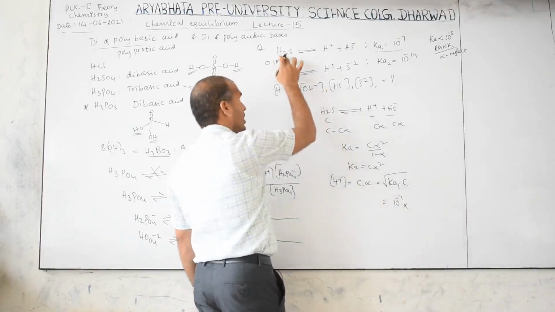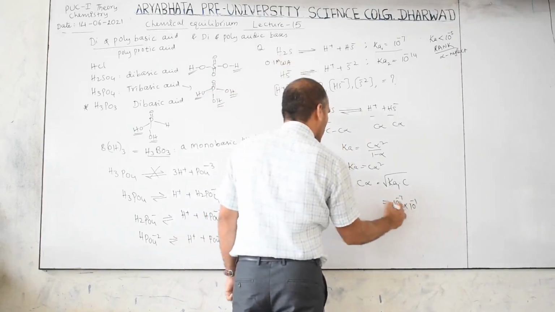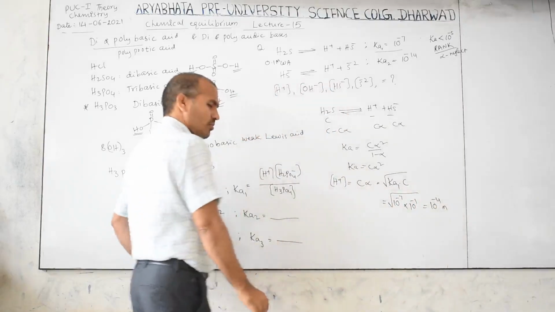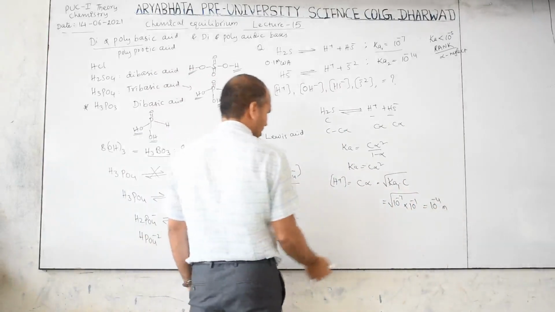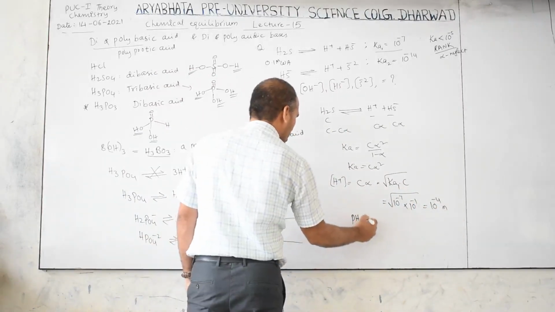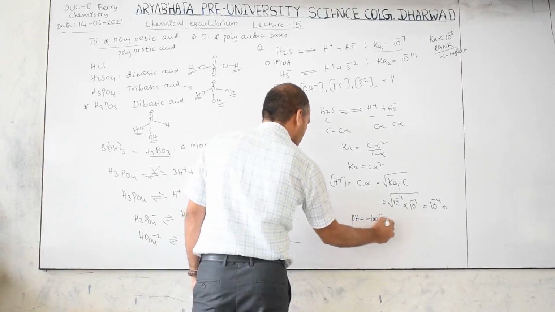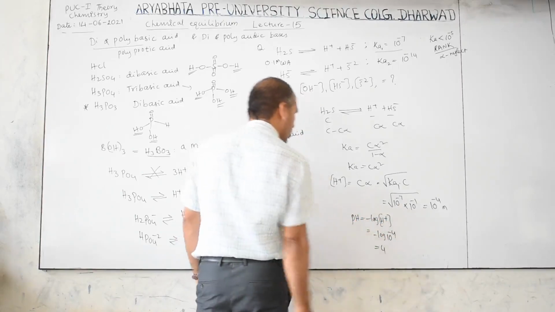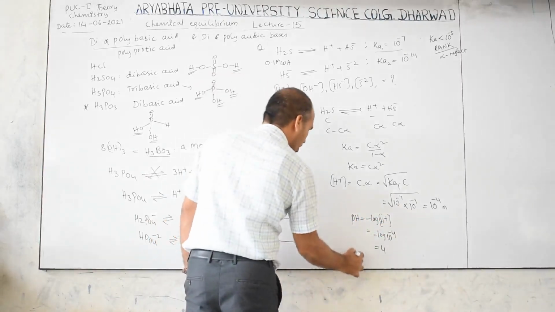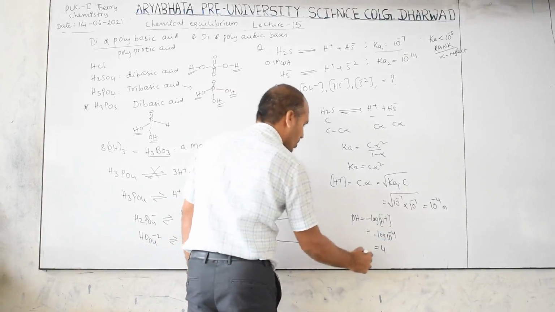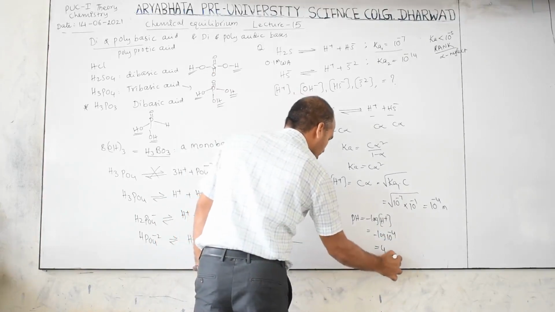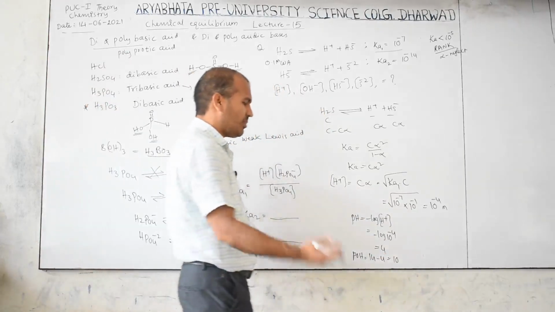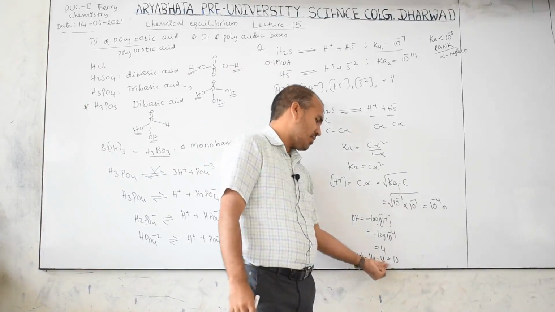Concentration of H2S, how much? 10 power minus 1. Then the total H plus concentration is 10 power minus 4 M. When it is 10 power minus 4, pH is equal to what? Negative logarithm of H plus ion concentration. Therefore negative logarithm of 10 power minus 4, the answer is 4. When pH is 4, pOH is how much? pOH is equal to 14 minus 4, that is 10, because already you know that pH plus pOH is equal to 14.